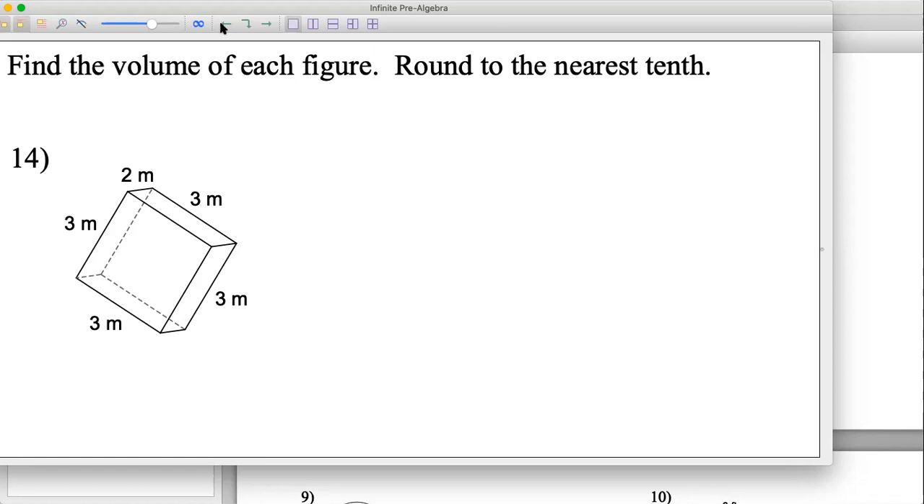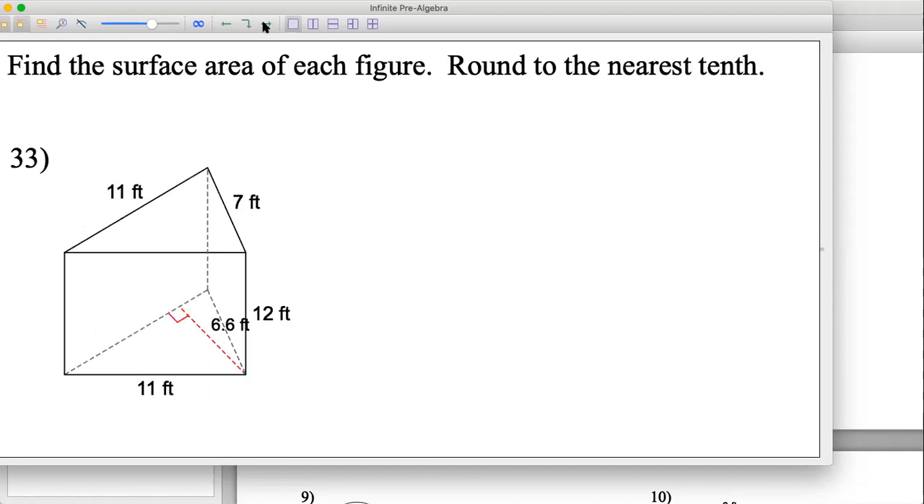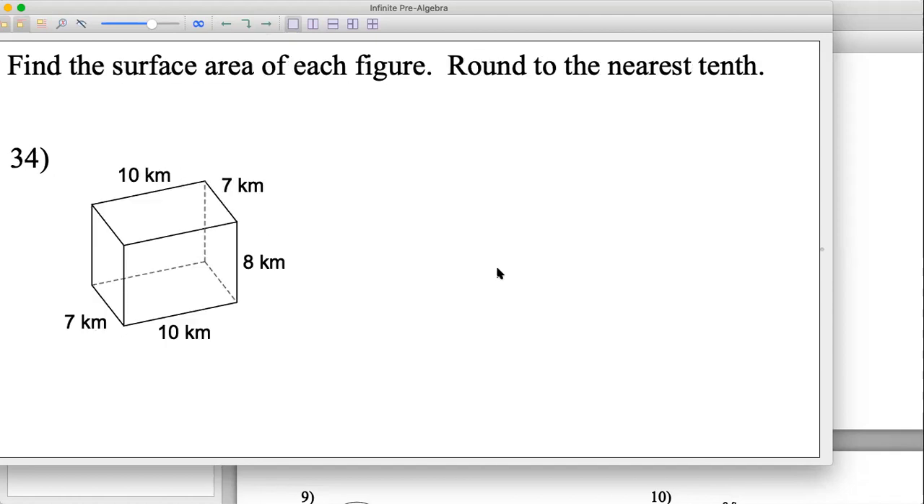Are we doing volume? You tell me. I need 34, my bad. Now read the surface area. Okay. So write the formula. Wait, are we doing volume? That's a volume? Good.